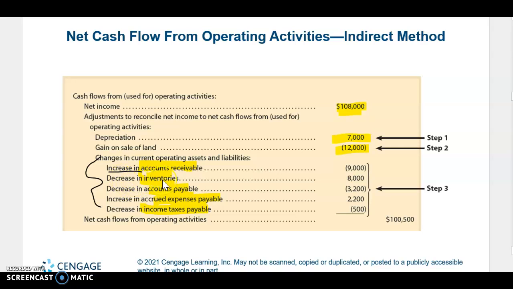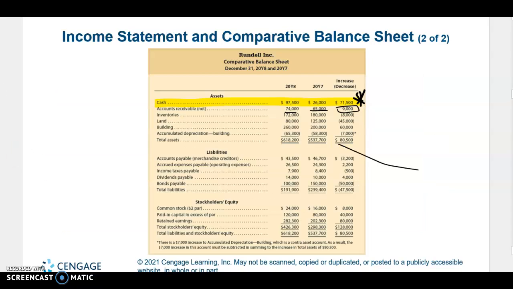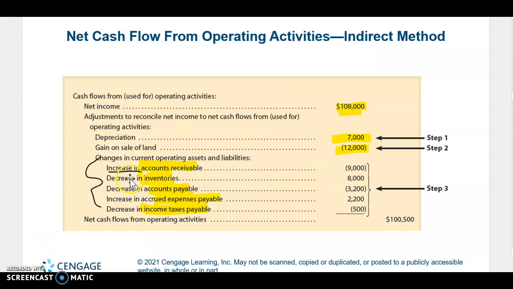You would do the same thing for inventories, but when you go on your balance sheet, you'll see that inventories went down by $8,000. So remember, they do the opposite. Inventories went down, so we go up. So you'll write down the decrease in inventories, but it works the opposite. So over here, you will add.